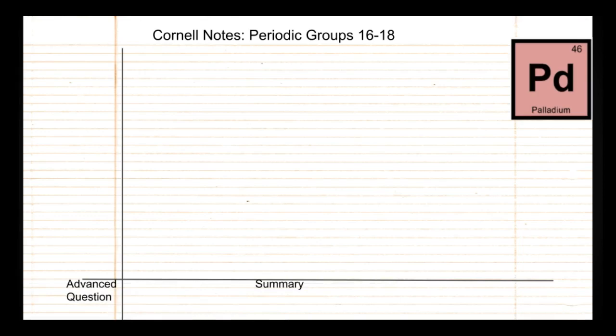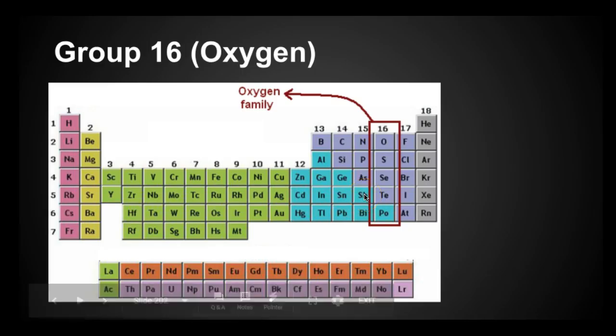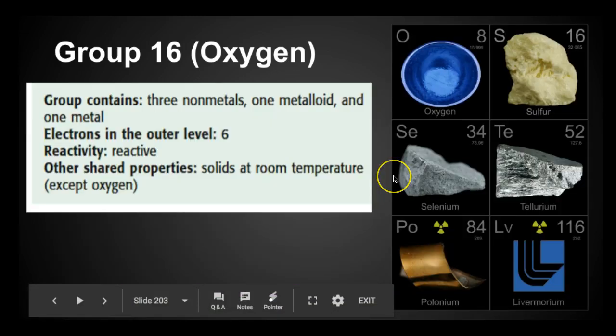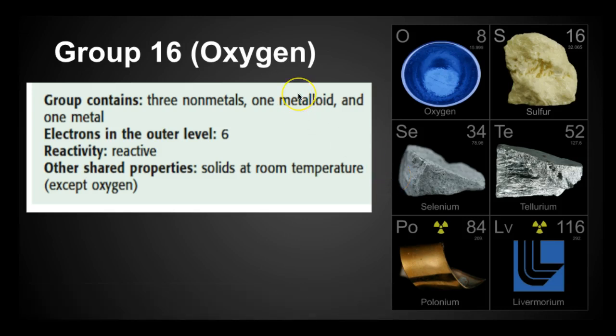notes. Okay, let's start. Today in this video we're going to be talking about groups 16, 17, 18. So in this periodic table, here's 16, here's 17 and 18, so pretty much the right hand side of the periodic table. Okay, let's begin. First, let's start with group 16, the oxygen group.